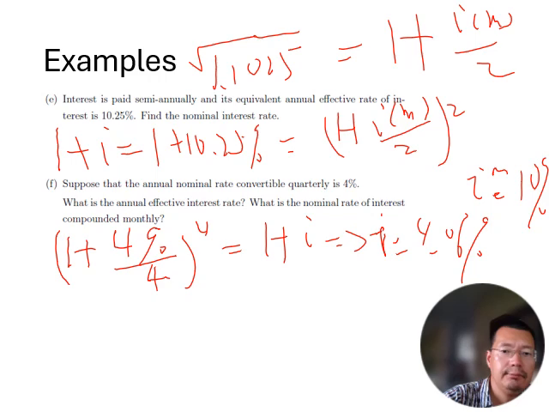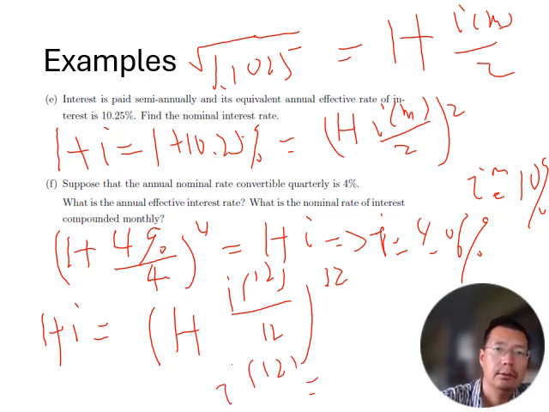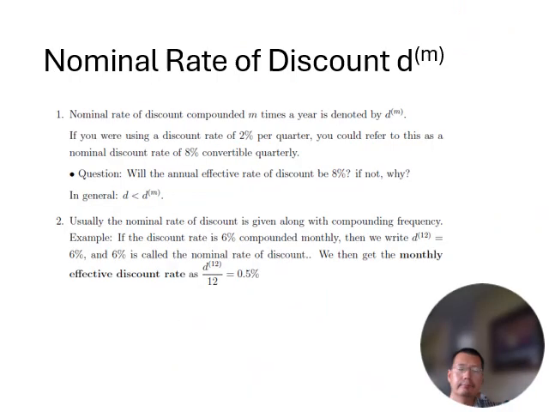Then the second question is asking what's the nominal rate of interest compounded monthly. So we are saying if this is the amount, 1 plus i equals (1 plus i_12 divided by 12) to the power of 12. We already know i in this case is 4.06%. We can solve the equation and get i_12 equal to 3.987%. So we have talked about nominal rate of interest.